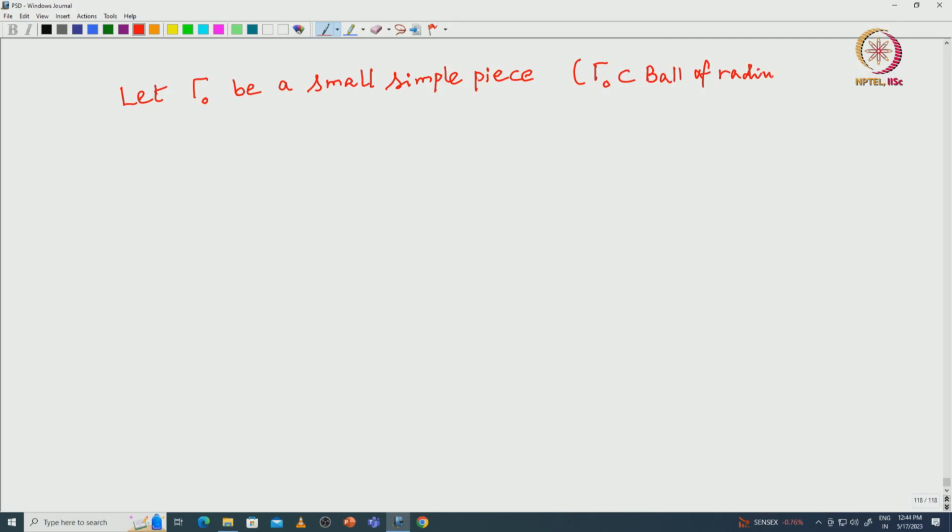Small radius. Okay, let me write that. So, that is what small refers to, simple piece. So, again I am going to assume that this is of class C1, simple piece of class C1. So, gamma 0 is given by this equation. Again, for simplicity I chose this variable. So, we can write this.